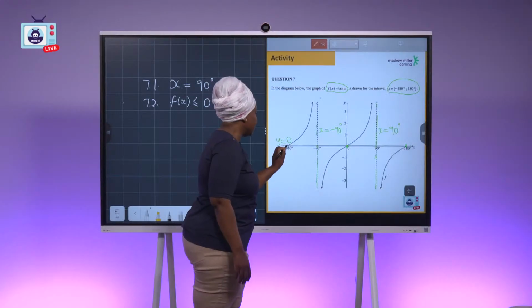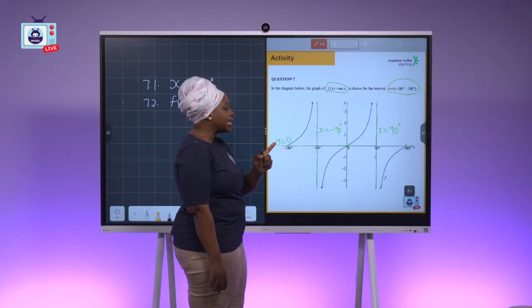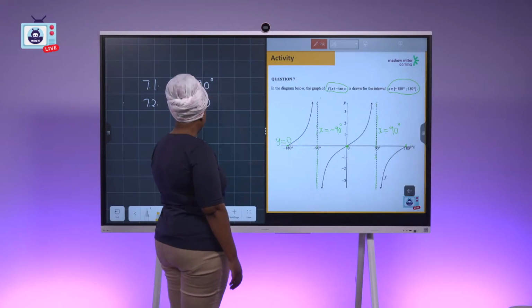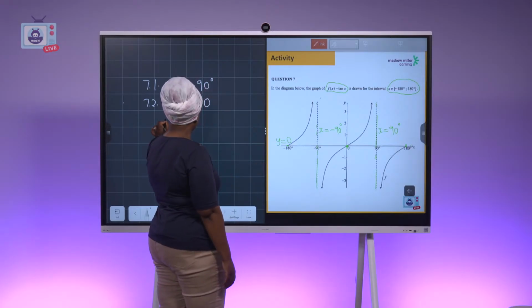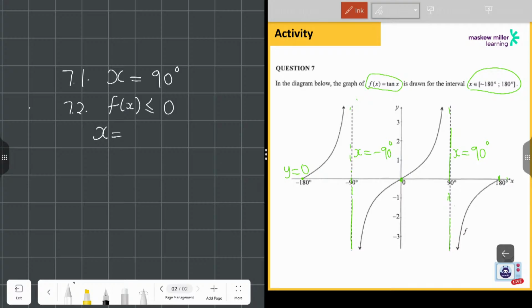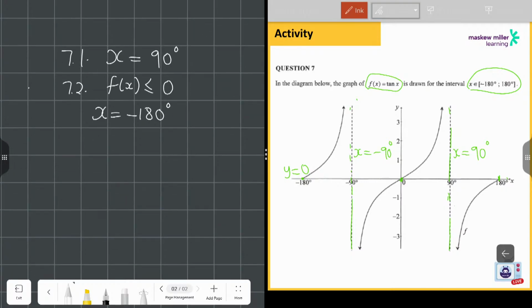So anything that you find which is equal to or less, that will be an answer. So first point, you can see that this point here, which is x equals negative 180, that will be the answer. So you're going to say x is equal to negative 180 degrees. Are we following? Okay, perfect.